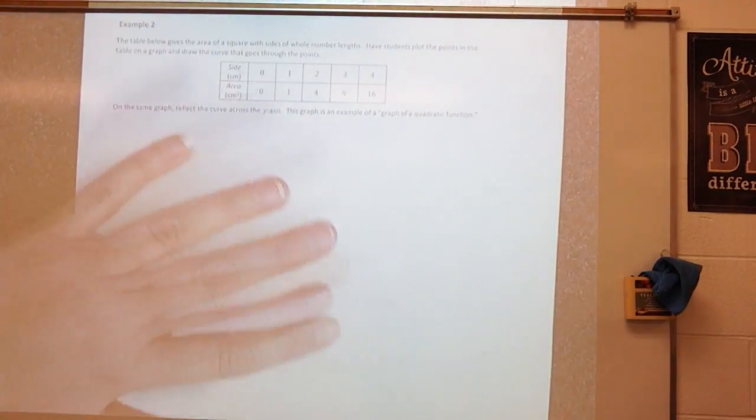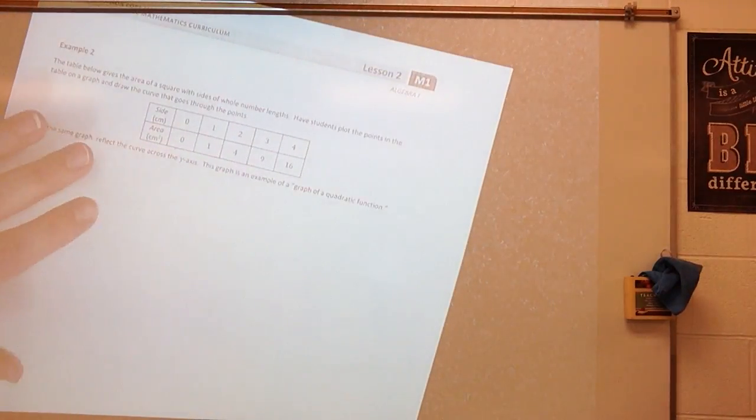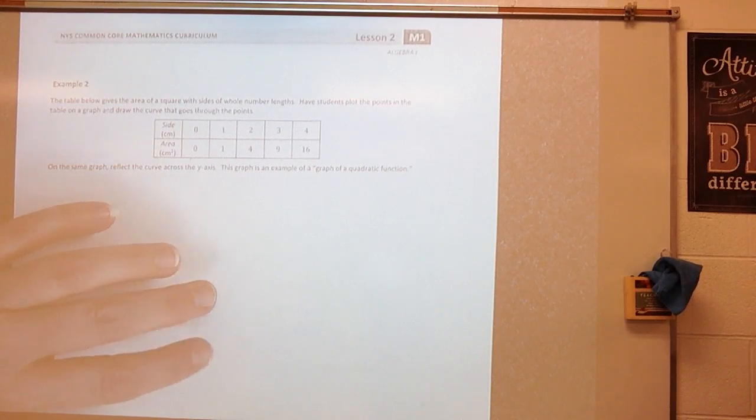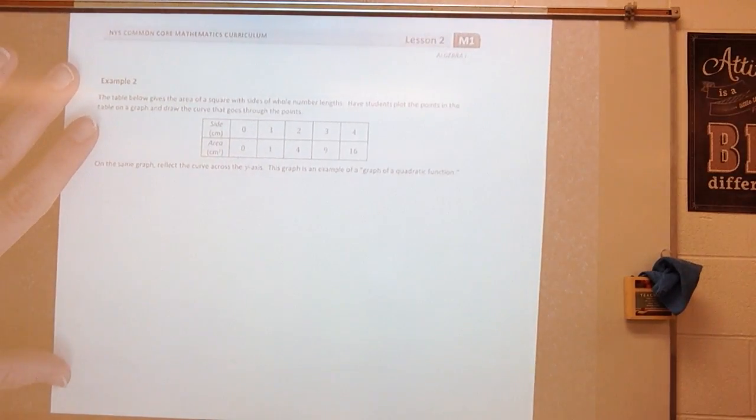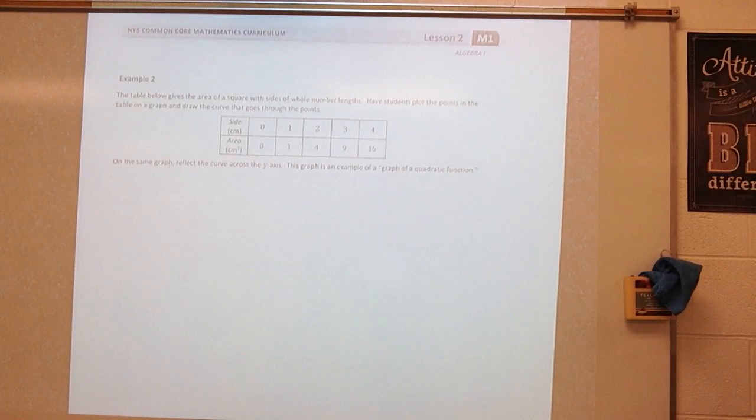All right, let's flip over and look at example number 2. Example number 2 says this: the table below gives the area of a square with sides of whole number lengths. Have students plot the points in the table on a graph and draw the curve that goes through the points. All right, so here's what we're going to do.